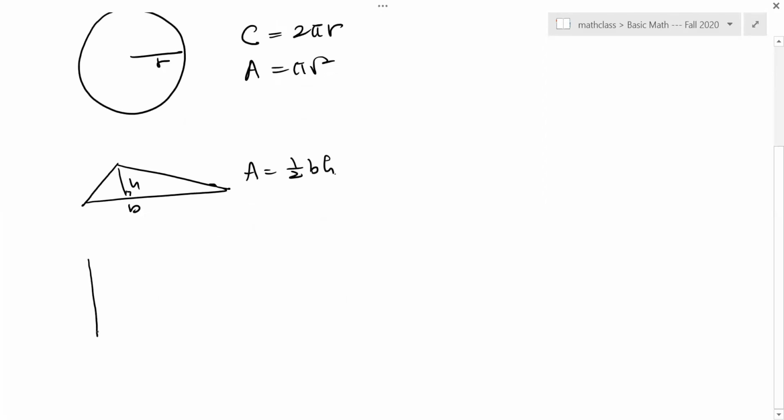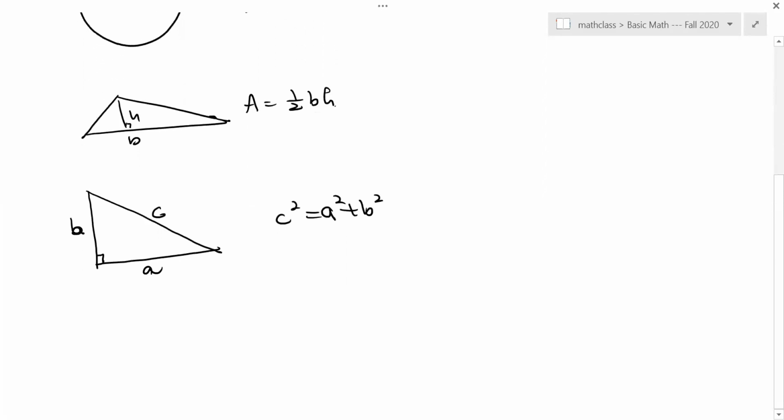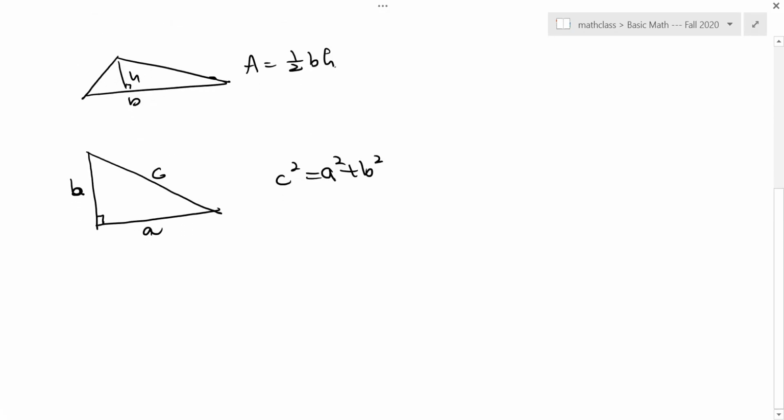Another important property is the Pythagorean theorem. This is a, this is b, this is c. It's a right triangle, so c squared equals a squared plus b squared. This is also used in geometry very often. Those are the list of formulas we probably have to use very often.